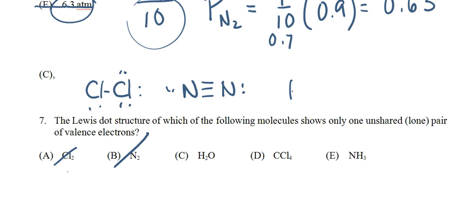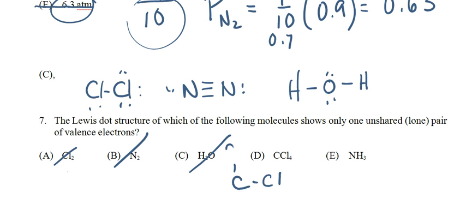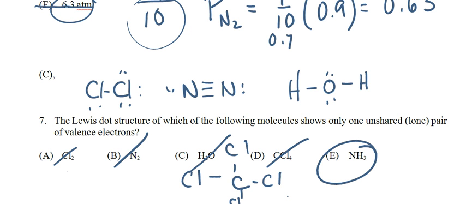Looking at water, hopefully we have water memorized by now, where we have 2 lone pairs. That one's out. Looking at carbon tetrachloride, well, we have chlorines all the way around this thing. Okay, so that one's out. So that should be our answer. And honestly, it is, because we have 3 hydrogens and 1 lone pair. Okay, so again, be quick on doing this.